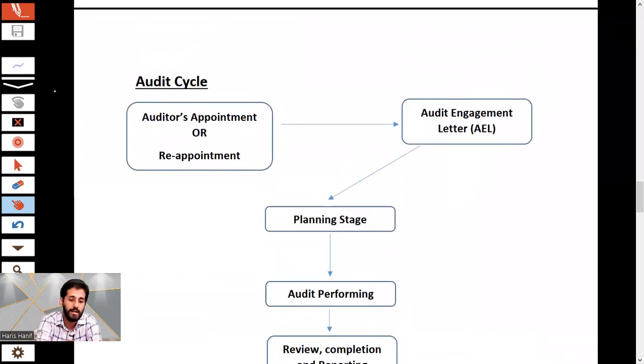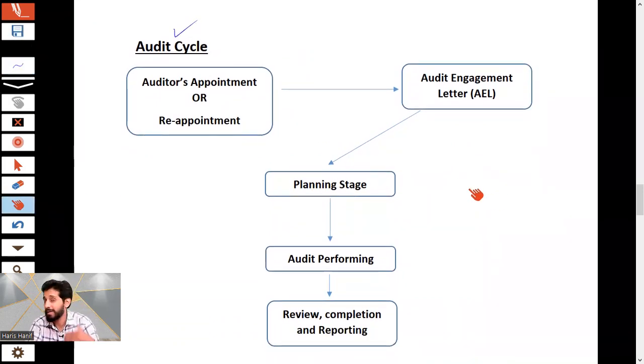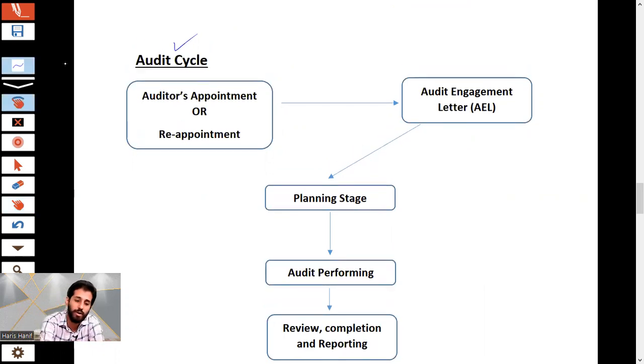This is the audit cycle. I'm sure that you have covered it in your FAAA paper, but we still have to understand it in this AAA exam, because the AAA exam follows a very sensible direction. I really like this. And this is the audit cycle. First of all, number one, the auditor is appointed or reappointed in the AGM.